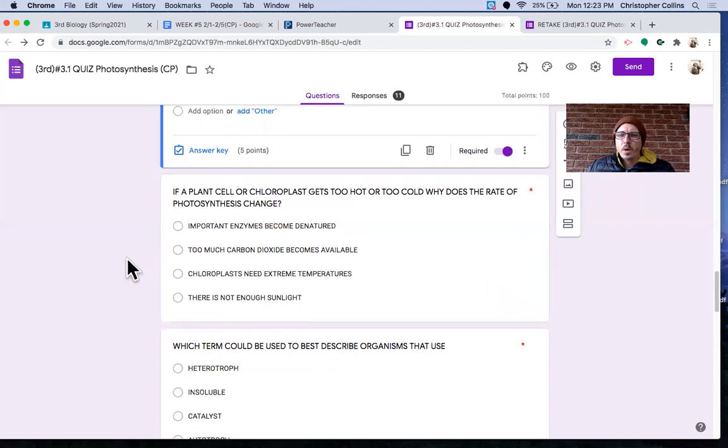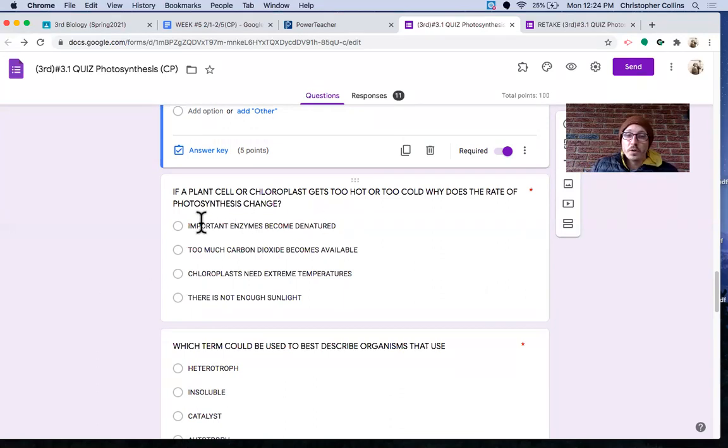If a plant cell or chloroplast gets too hot or too cold, why does the rate of photosynthesis change? Well, photosynthesis is a chemical reaction, and like all chemical reactions that take place in our bodies, we call those metabolism, right? Metabolic reactions are all going to be catalyzed by enzymes. So even photosynthesis relies on enzymes to speed up those reactions to allow the plant to make the sugar and the oxygen in the presence of sunlight with carbon dioxide and water. And so enzymes are important.